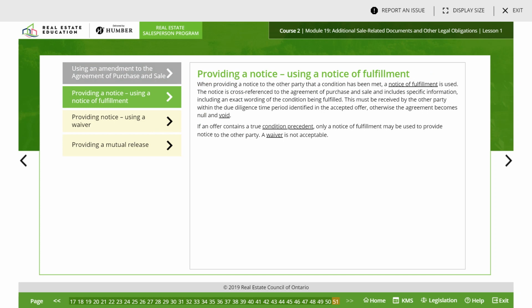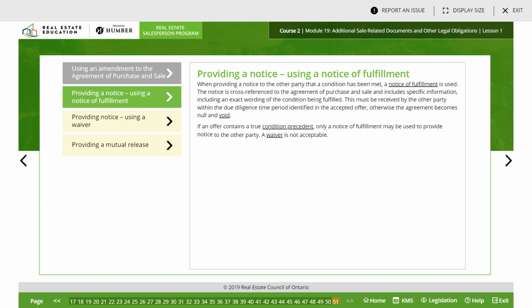Providing a notice. Using a notice of fulfillment. When providing a notice to the other party that a condition has been met, a notice of fulfillment is used. The notice is cross-referenced to the agreement of purchase and sale and includes specific information, including an exact wording of the condition being fulfilled. This must be received by the other party within the due diligence time period identified in the accepted offer. Otherwise, the agreement becomes null and void.